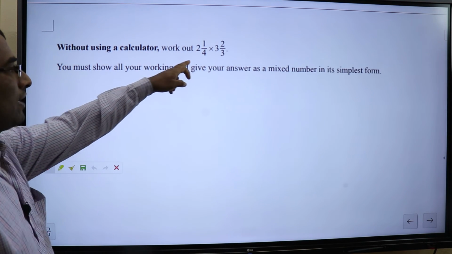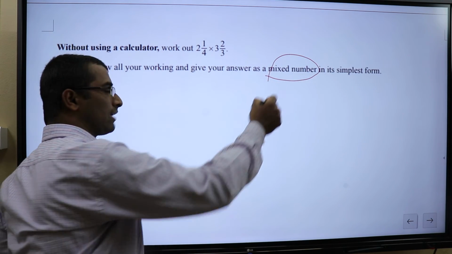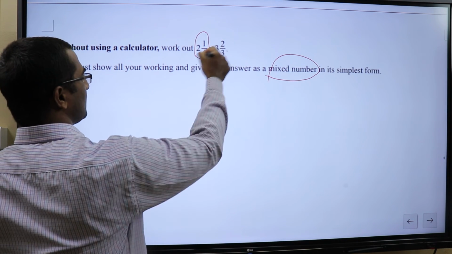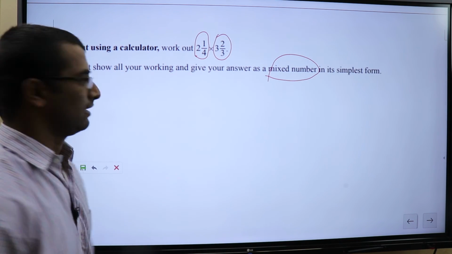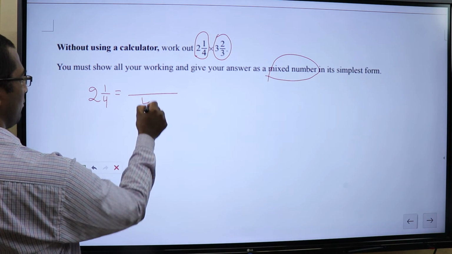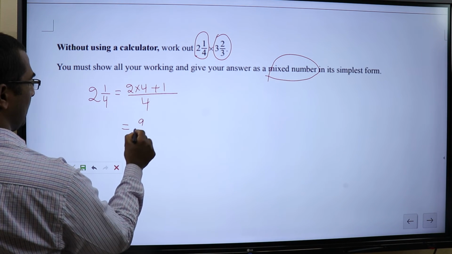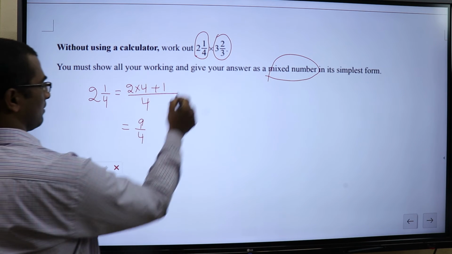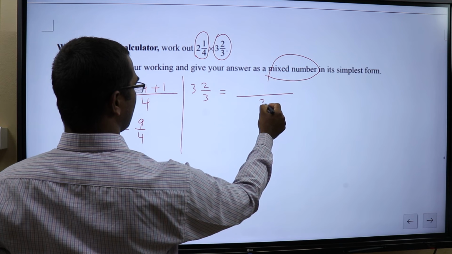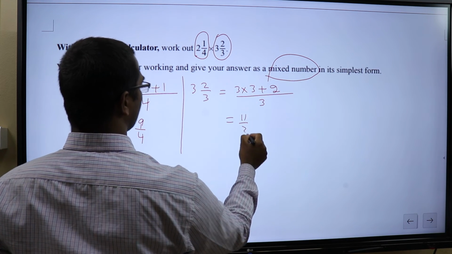Without using a calculator, work out this. You must show all your working, giving your answer as a mixed number. So again I should convert my answer into a mixed number. Before that, I convert each into an improper fraction and I multiply. So what will 2 1/4 become? Here 4, and here it is 2 into 4 plus 1. So that is 9/4. Okay. Now what will 3 2/3 become? 3 here, and here it is 3 into 3 plus 2. So that is 11/3.